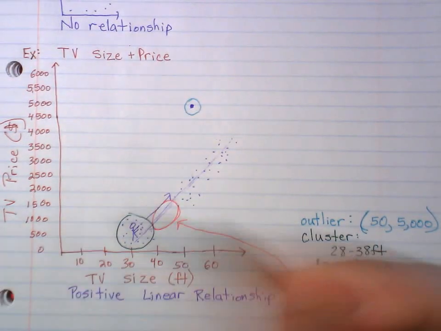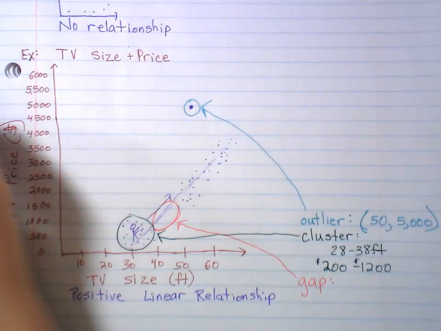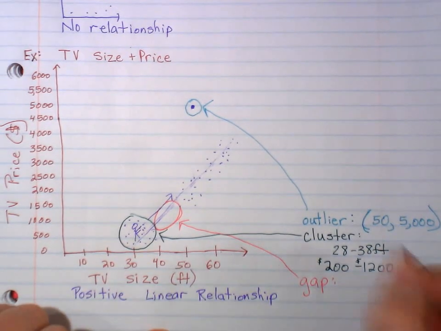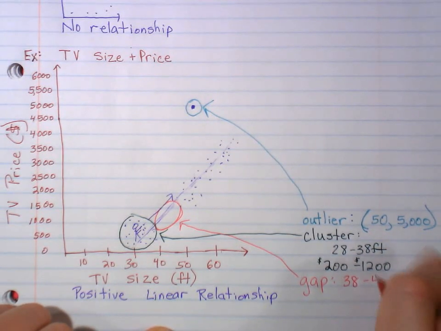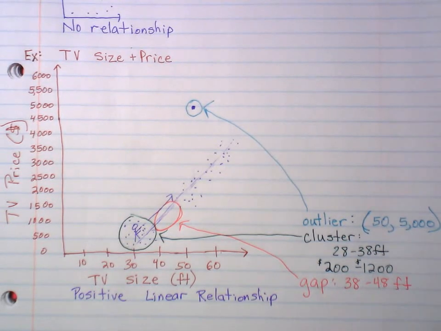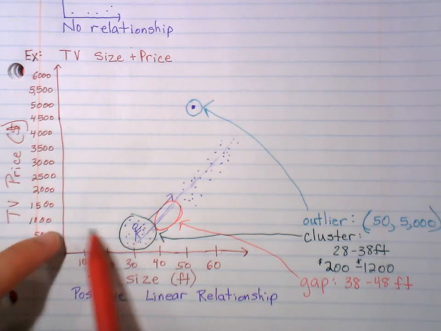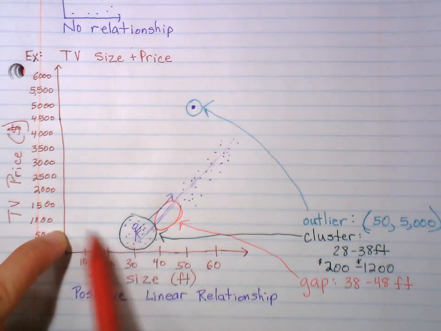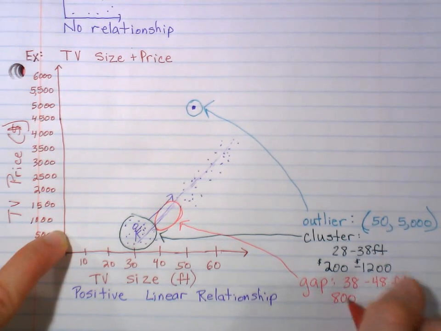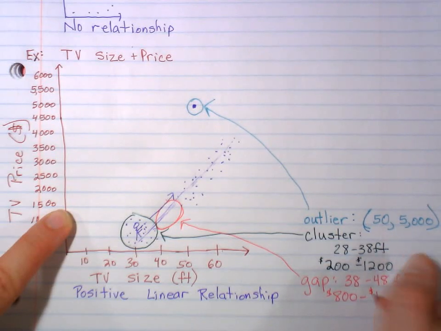Gap. Just drawing lines. Cluster. Outlier. So we have a gap from 38 to 48 feet. So from 38 to 48 feet, maybe that's not a really popular size of TVs to buy. Or what's the price range where the gap is? The gap. It's like $800 to $1,000, I don't know, 700, 750.